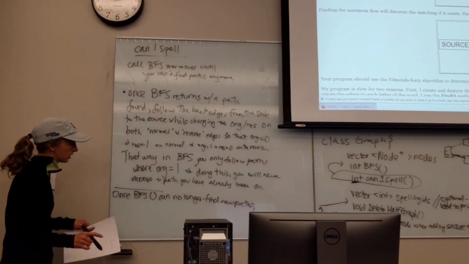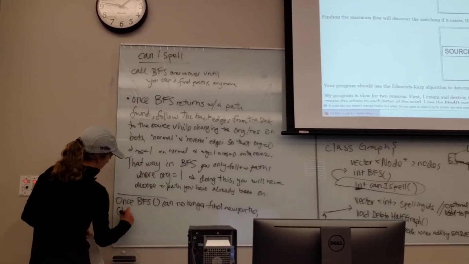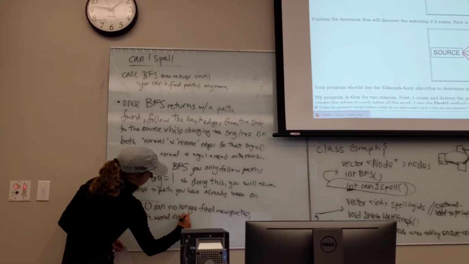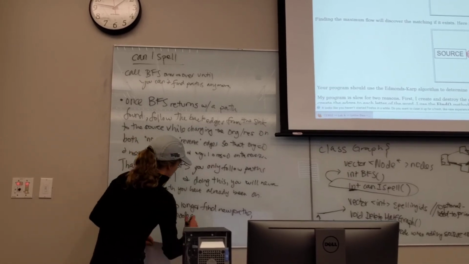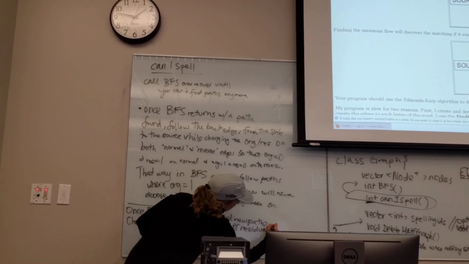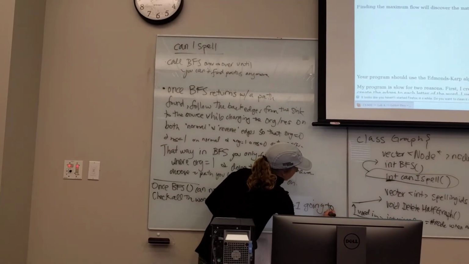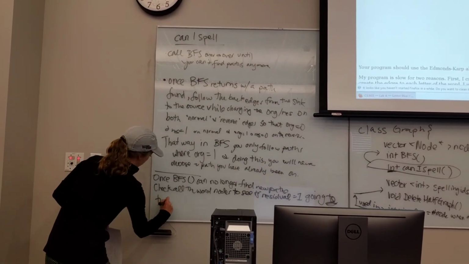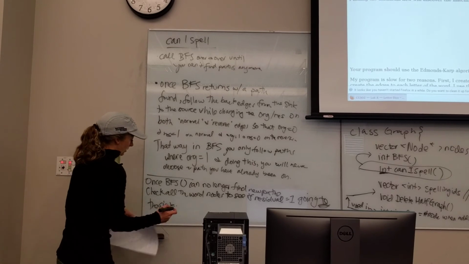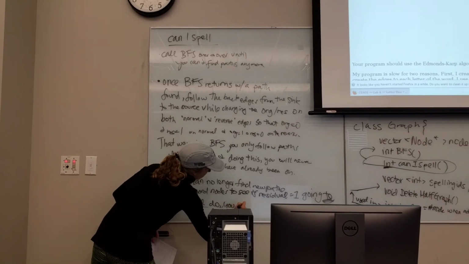And once breadth first search can no longer find new paths, just to repeat that, check all the word nodes to see if the residual equals 1 going to the sink. And if all of them do, you can spell the word.